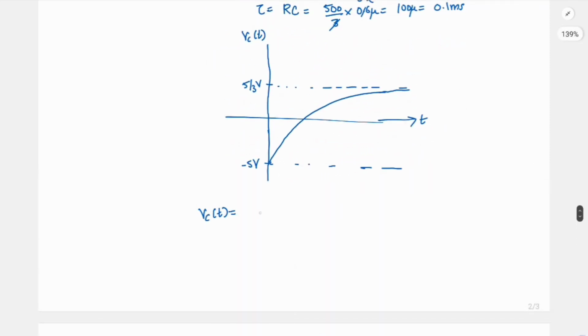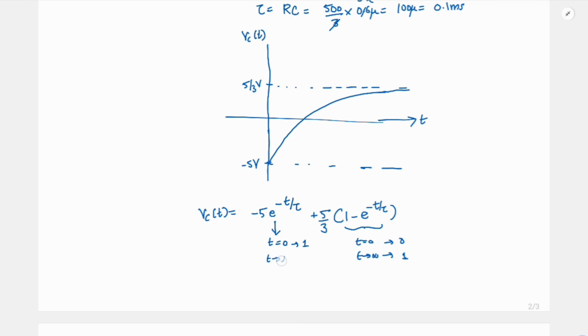So how do I write this in equation form? So my Vc of t is equal to minus 5 and it is present at t equal to 0. So I'll put it as e power minus t by tau. If you see, when I put t equal to 0, this comes as minus 5, and at t tending to infinity, it vanishes. So at t tending to infinity, what should be the value? It should be plus 5 by 3. So plus 5 by 3 into 1 minus e power minus t by tau. So here this term, if you see, at t equal to 0, it is 0. At t tending to infinity, it becomes 1. Similarly, this term, if you see, as I said, at t equal to 0, it is 1, and at t tending to infinity, it becomes 0. So this will be the response.